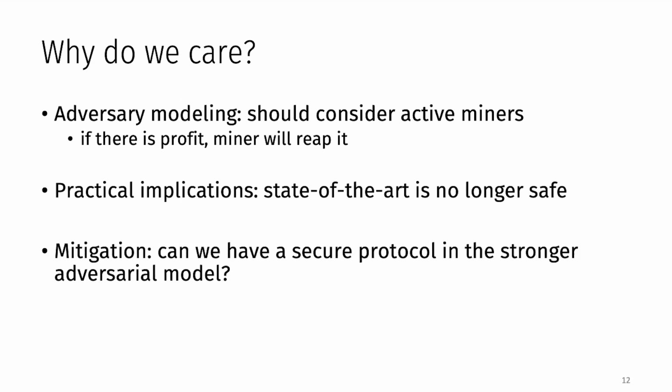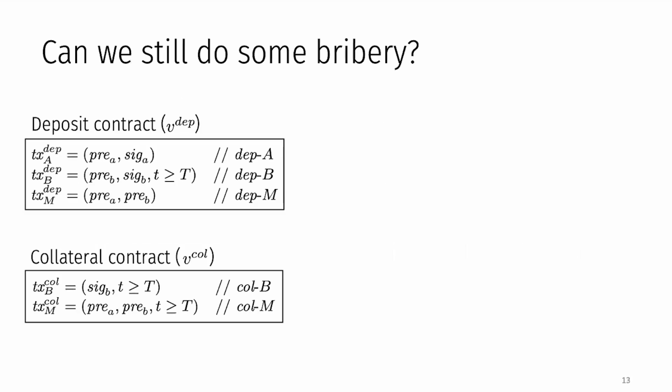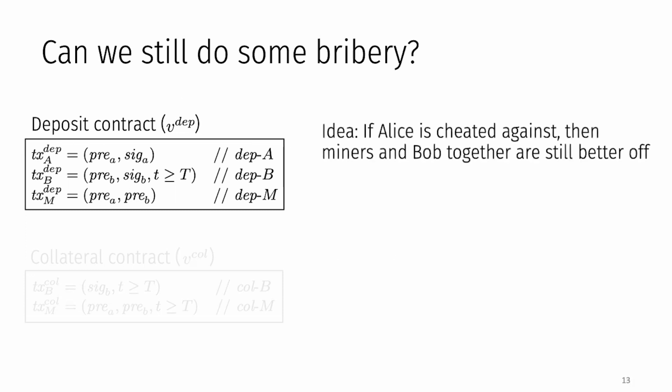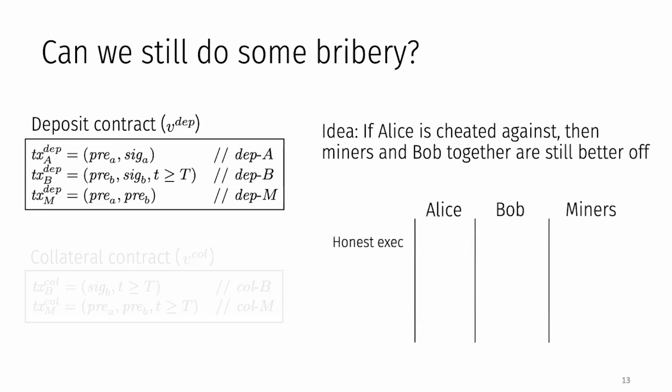So let's try to understand what the concerns are with this new contract. Can we still do some bribery here? For simplicity, I'm going to ignore the collateral contract and just focus on the deposit contract. The highest level idea is still similar: if at the end of the day Alice is cheated against, then both miners and Bob are better off. In an honest execution, when Alice presents TX dep A, she would receive VDEP tokens back. Bob, through the collateral contract, would receive VCall tokens back, and miners would receive some transaction fees.